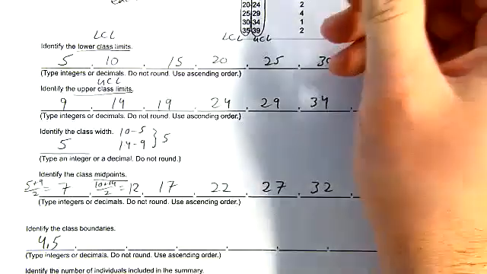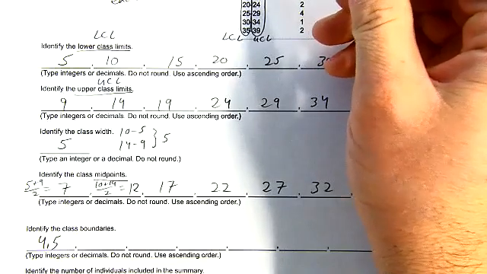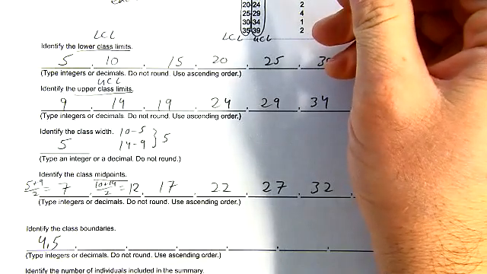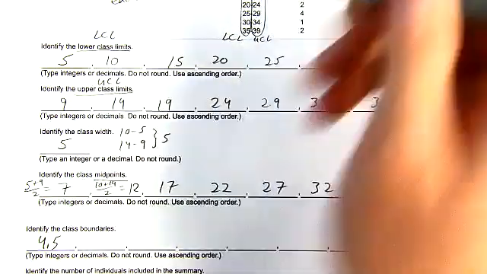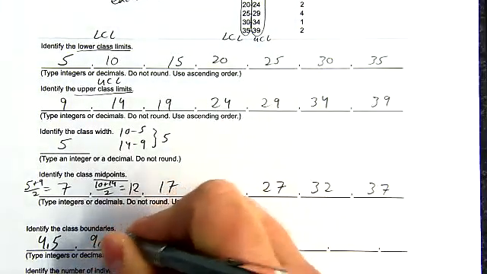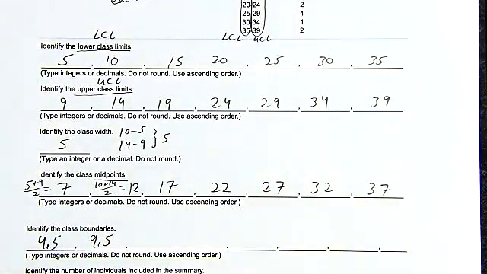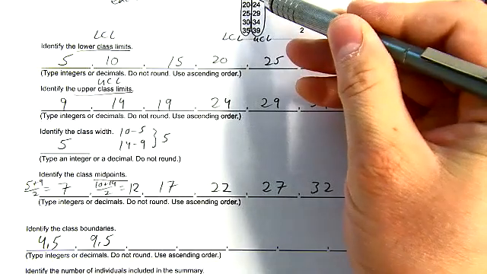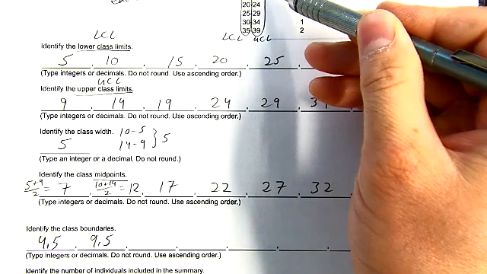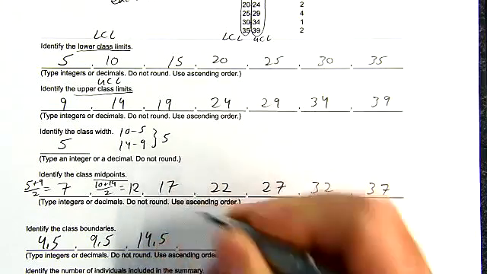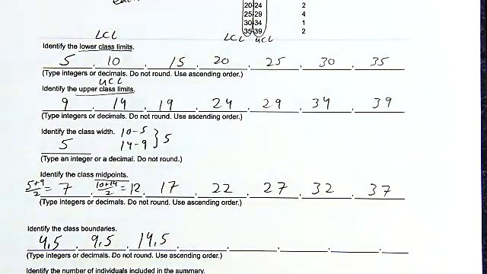So 4.5 would be the lower boundary. It's the number just to the left of 5. 9.5 would be the upper boundary here because it's the number just to the right of 9. Now 9.5 is the in-between for both the 9 and the 10. It's right in between those two numbers. So the next one we would look at is what's the number just to the right of 14? 14.5. Good.